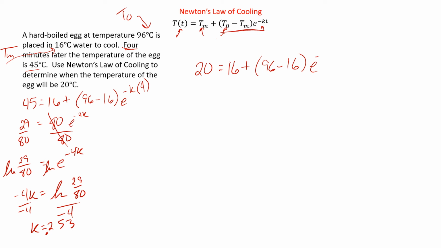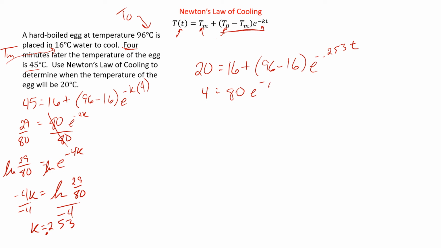But exponential functions, those exponents are so sensitive. Like a little change will cause it to go very wrong. So I'd use as many decimals as possible. 0.253 to the t. And then this, we're going to solve it exactly the same way. Subtract the 16 to get 4 equals 80 times e to the negative k.